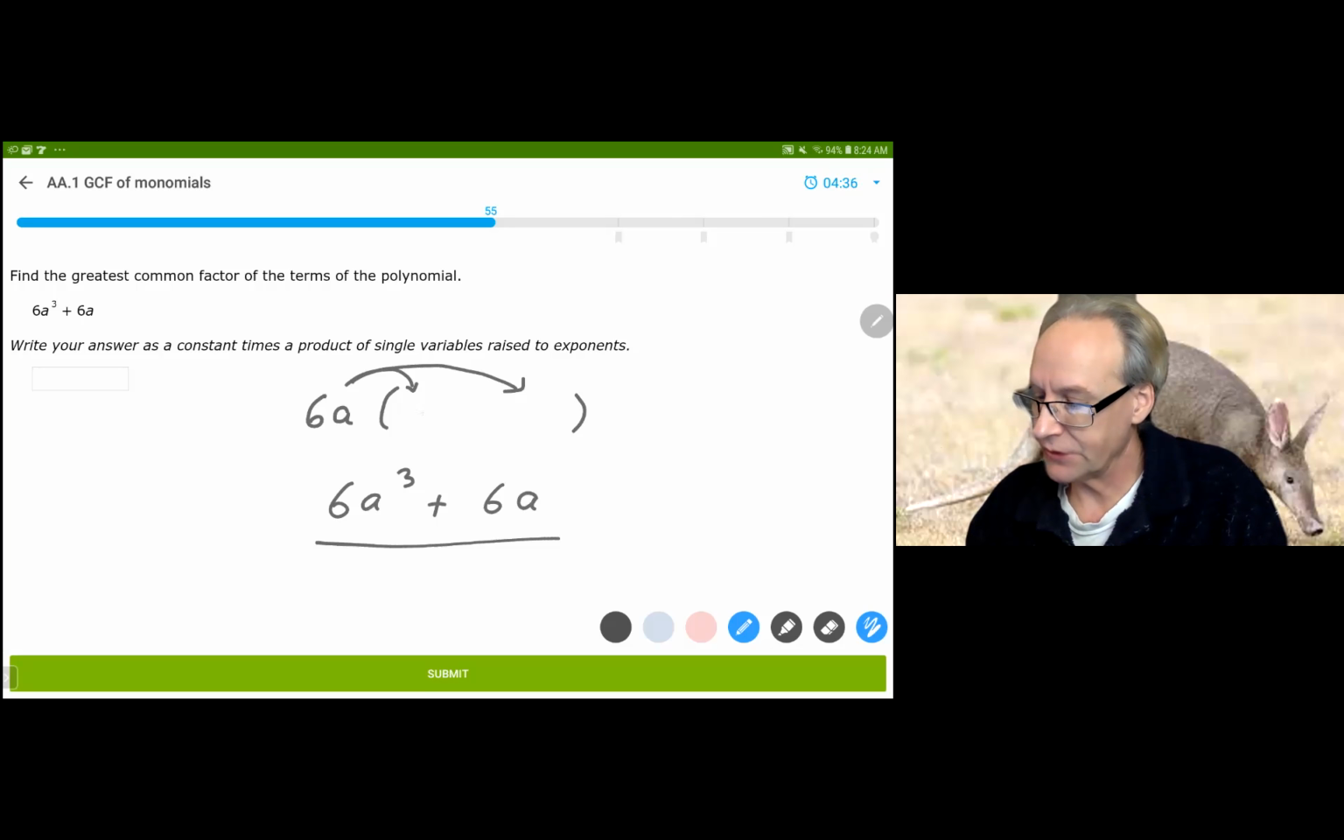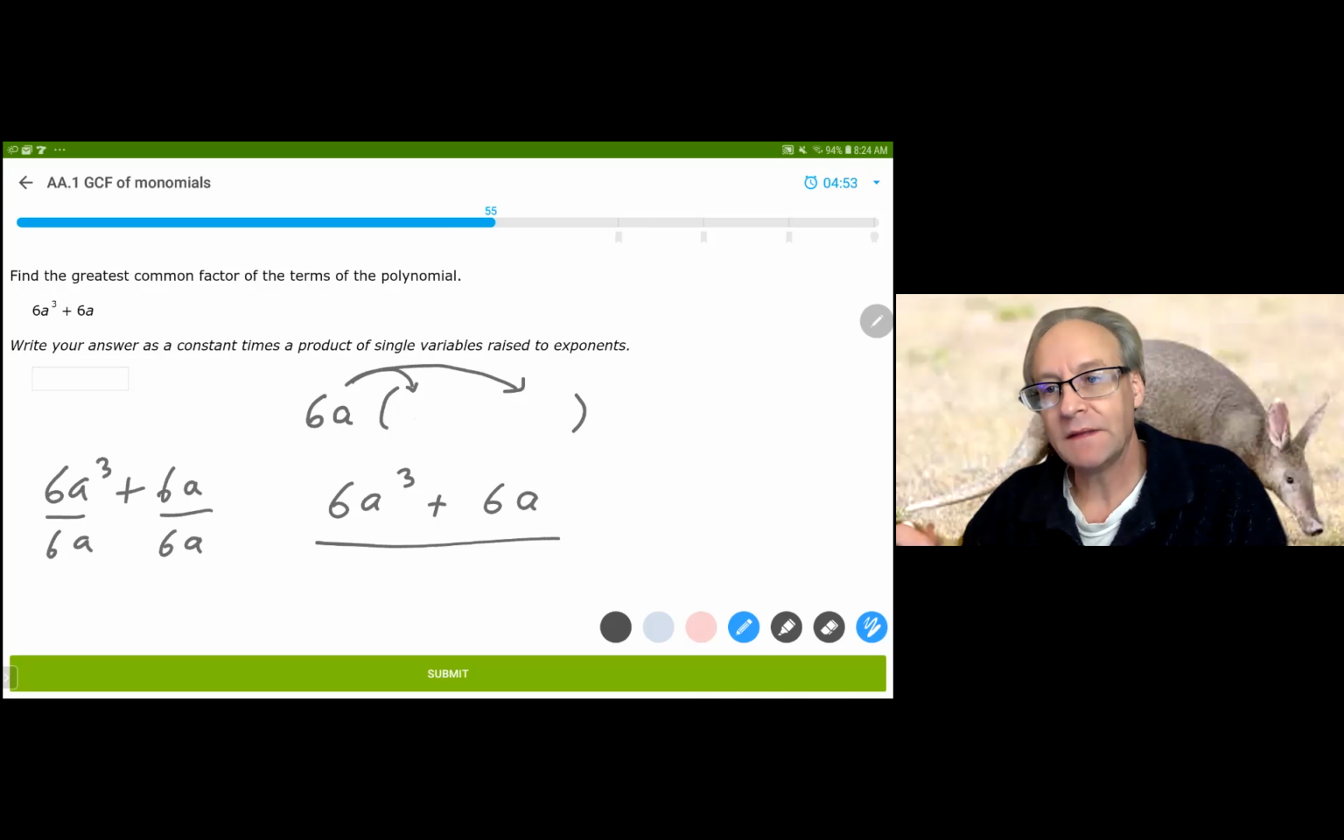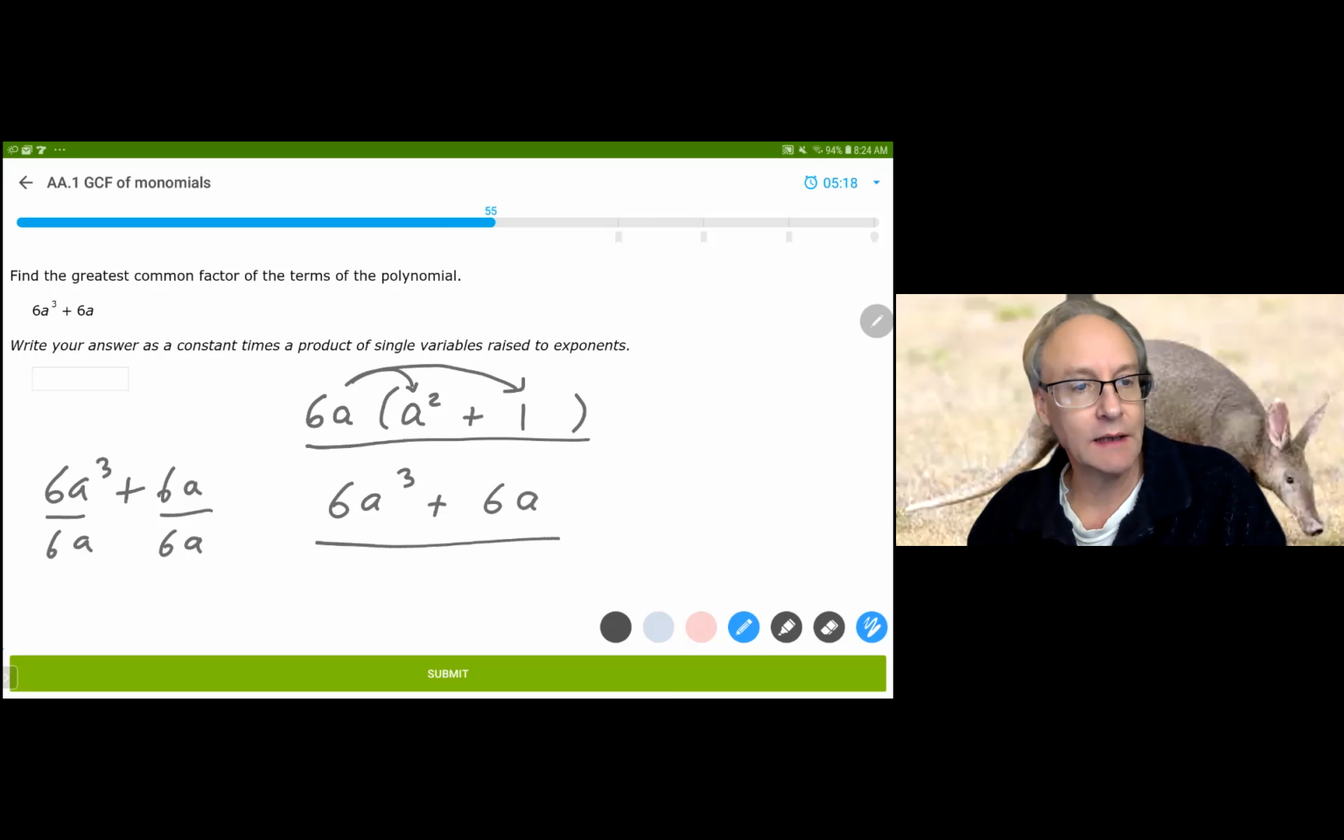So I'm going to divide the first term by 6a. And you could divide it in both. That's one way to do this. You could take 6a cubed plus 6a, and you could divide each term by the greatest common factor, which is 6a. But I think that it's better to think of this as undistributing. So what do I have to multiply by 6a to make 6a cubed? Well, I need 2 more a's multiplied there. And what do I need to multiply by 6a to get 6a? I just need a 1. For me, it's easier to see it this way, but either one will work.